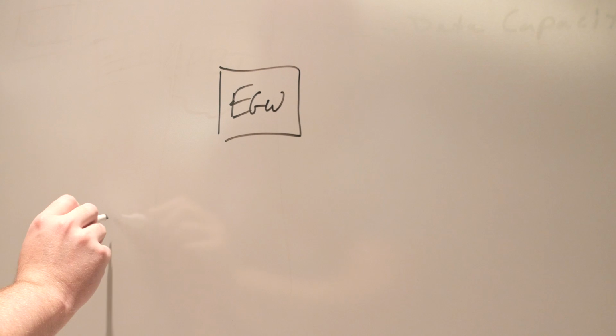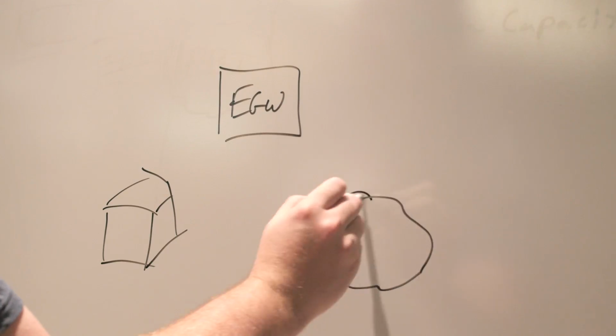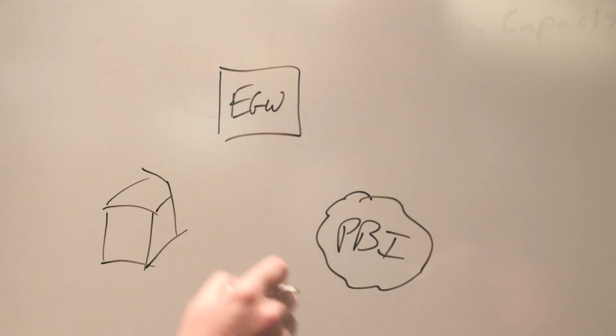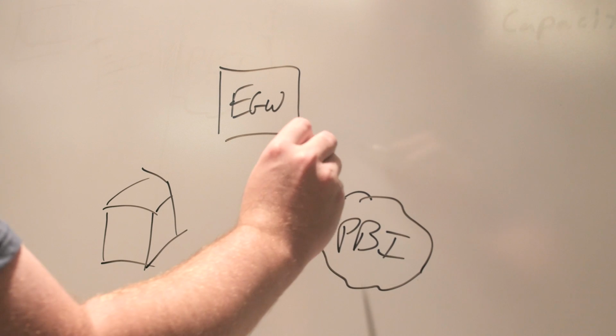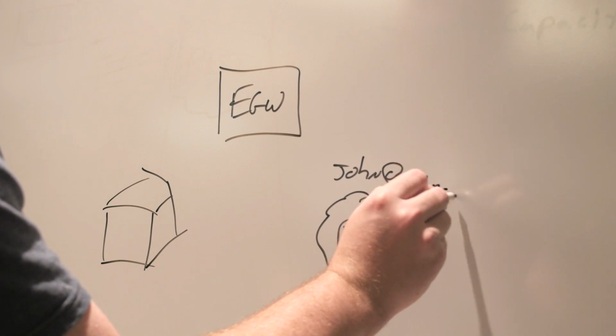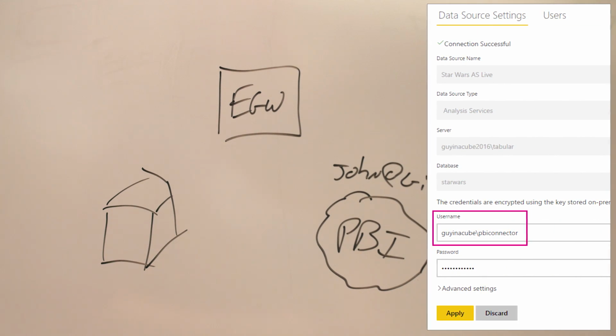All right, so first we've got the Enterprise Gateway, then we've got our cube, and then we've got Power BI. What happens is that we've got some user here, so we'll call it john@guyinacube.com. That's what they log in with to Power BI. First, we're going to set up our Enterprise Gateway and the data source. And when we do that, there's a user that we put in for that data source.